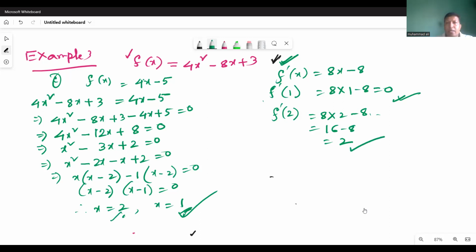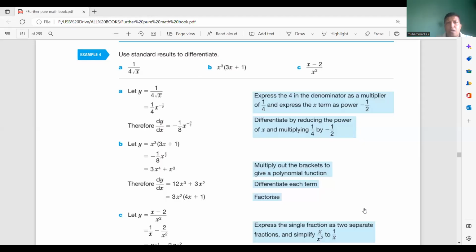Okay. Now, how can we do the differentiation of this type of fraction? I think we will say y equals 1 by 4 root over x. So y equals 1 by 4, and 1 by root over x we can write as x to the power minus half. When x to the power half goes to the upper side, it becomes minus half. Now we do the differentiation dy by dx.